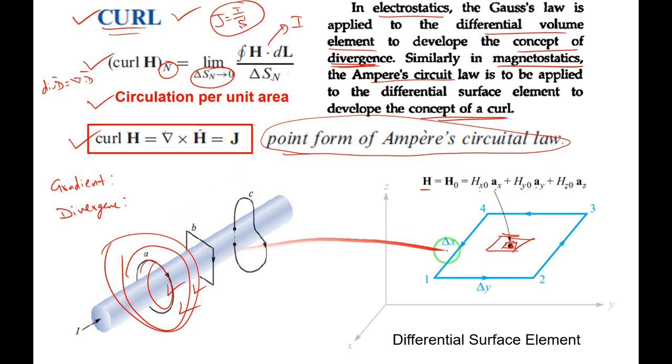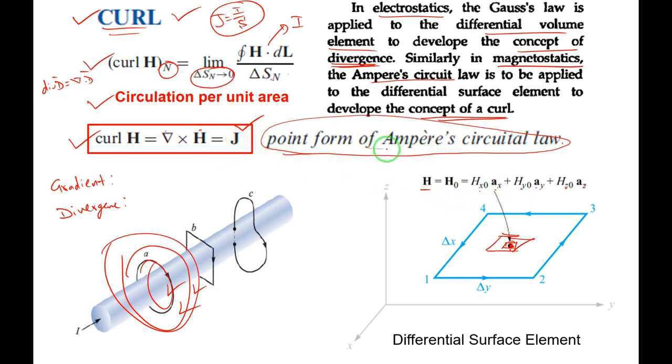So at this point, I will go on decreasing this. I will consider a smaller surface area. At this point, I want to find out what is the rotational effect. What is the curl at this point? What is the current density? If I find the curl at this point, it is as good as finding the current density J, because curl of H is equal to J. I hope you got it.